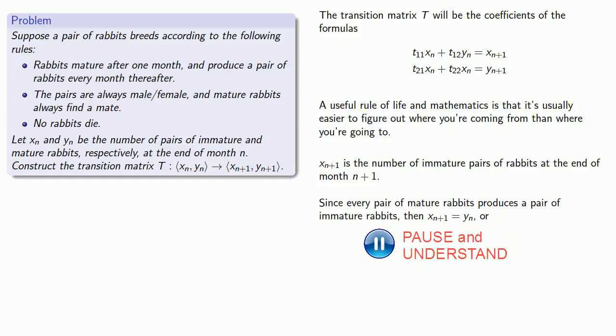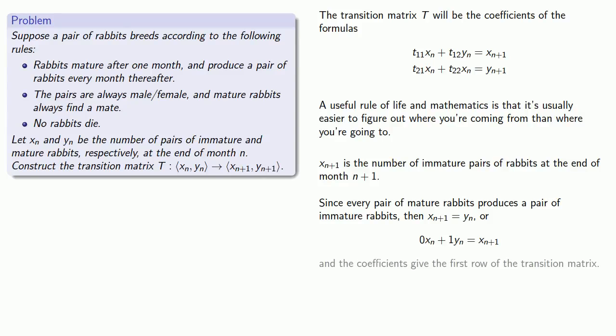And since we want to write this down as a transition matrix, that means our formula should be an equation in standard form, which means we'll include all of our variables, xn and yn, and we'll use coefficients of 0 and 1 as necessary. So our equation becomes xn plus 1 is equal to 0xn plus 1yn. And these coefficients will give us the first row of our transition matrix.